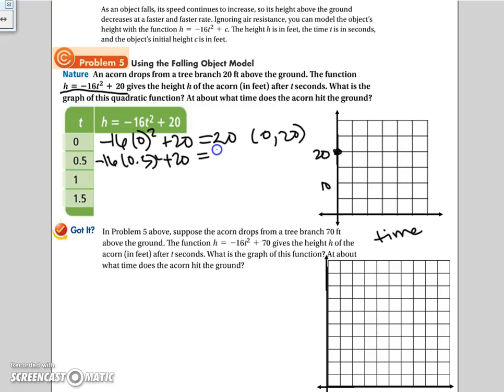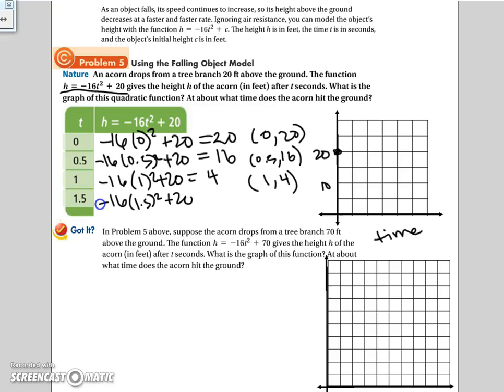That will come out to equal 16. You can use your calculator if you need to do that. So that point is 0.5, 16. Okay, continuing on, plugging in each of your values. That will come out to equal 4. Okay, so that is 1, 4. And then plugging in the 1.5 will come out to equal negative 16.